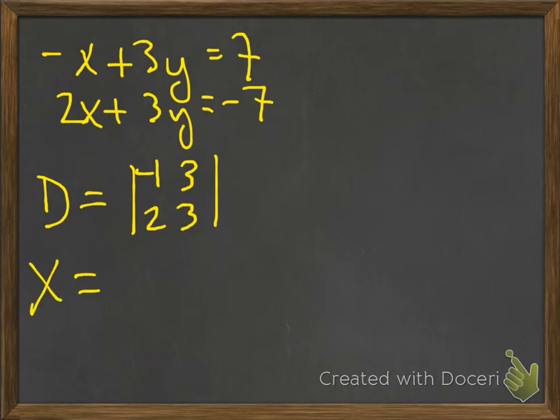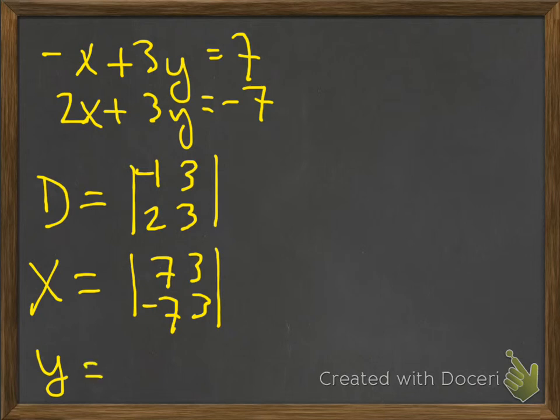Okay, your X matrix. Instead of having negative 1 and 2 in the first column, what are you going to put? 7 and negative 7. And then your Y matrix, instead of having 3, 3, you're going to put 7 and negative 7. Notice, basically, from the D matrix, we just changed a couple of little ones. Now find the determinants of each one of those matrices on the calculator.